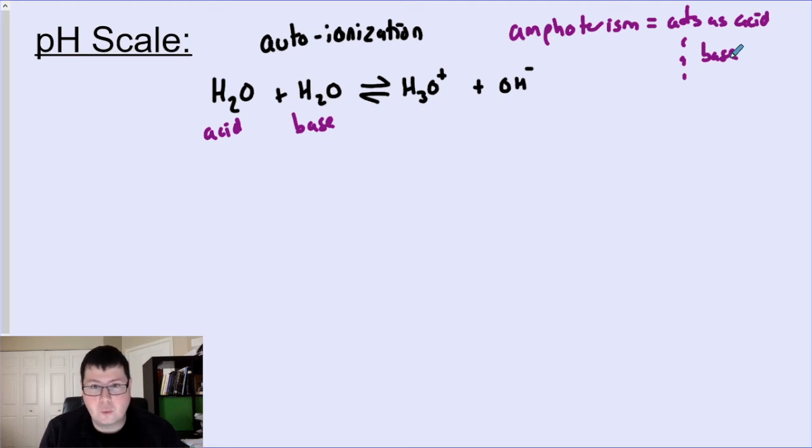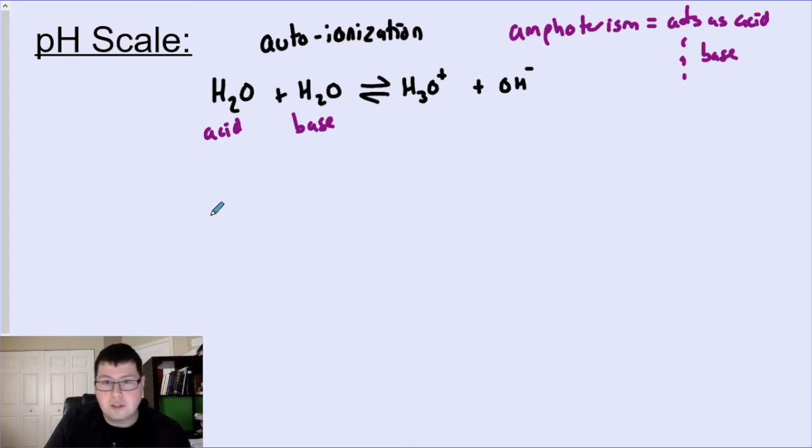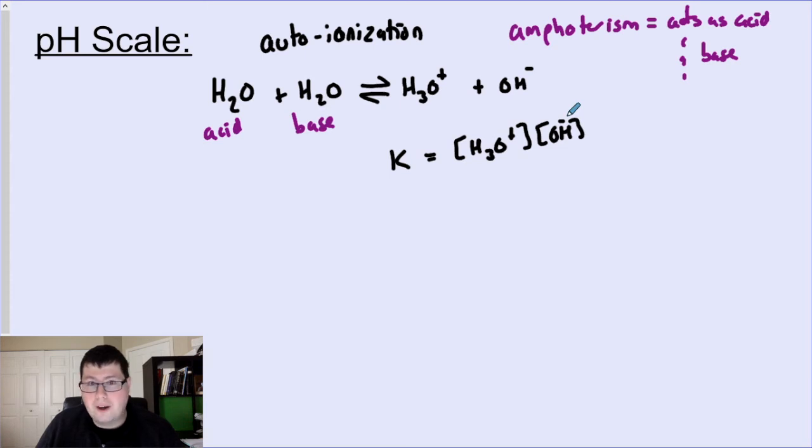Now, as it does this, we can see that it's going to form two ions in solution. And we could go ahead and write, just like we've done for many of our other reactions, an equilibrium constant expression, saying that K is equal to the concentration of H3O plus times the concentration of OH minus. We're going to give this equilibrium expression a very particular name, and we're going to call it Kw. W here refers to the water that we have here. So it's the autoionization constant of water.